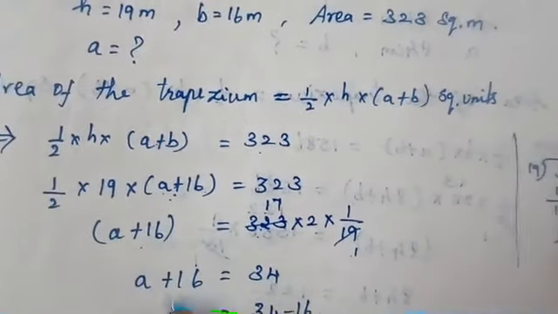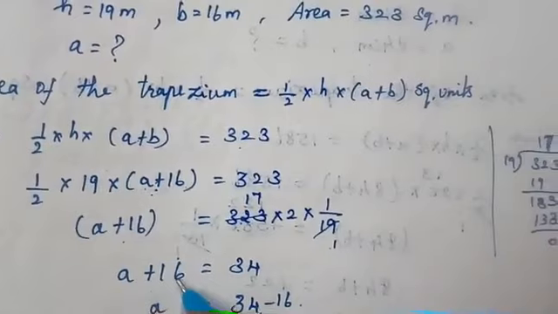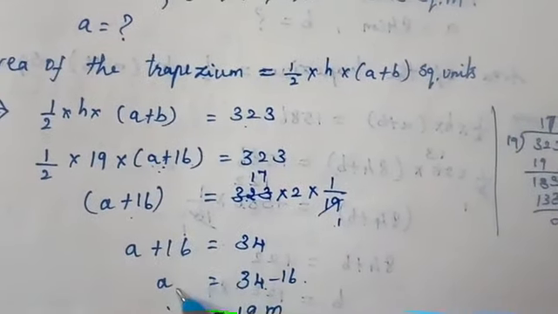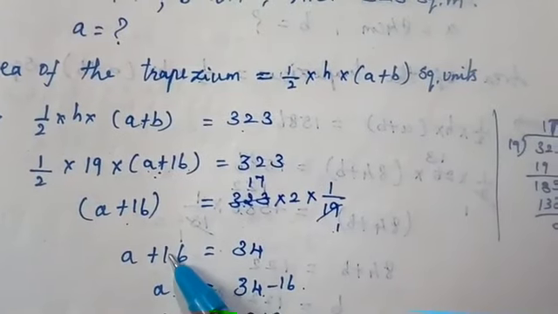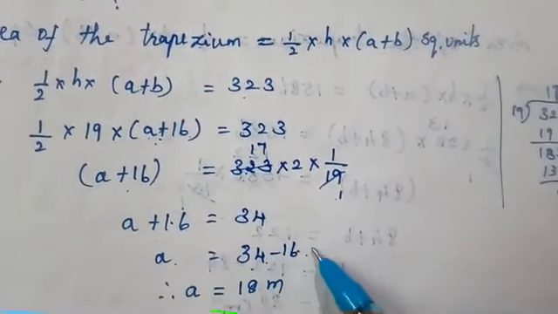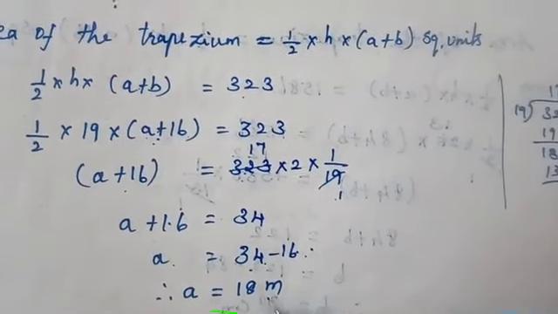So now a plus 16, left hand side we have a plus 16 is equal to 17 into 2, 34. We want to find a value, so this plus 16 transposed to right hand side becomes a minus 16. 34 minus 16 is equal to 18 meter.